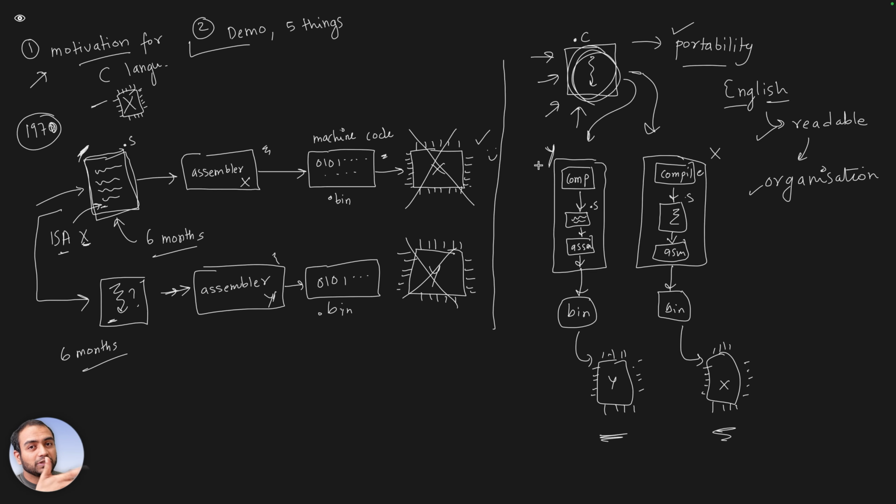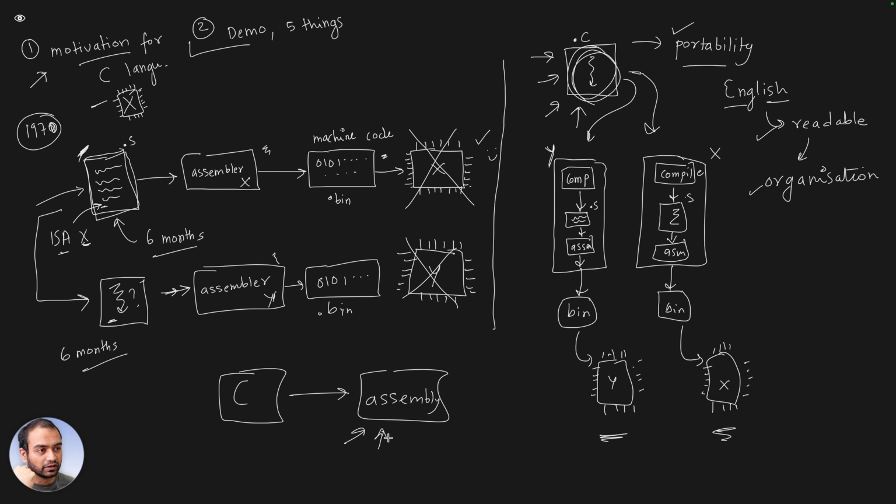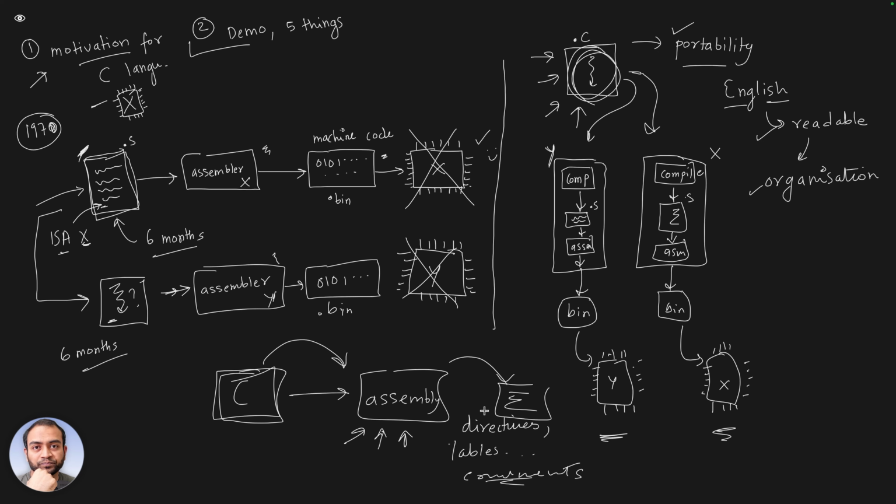Now I should mention, as we learn the C language, we'll always go from C code to assembly code and stitch the generated assembly code back to our understanding of the assembly language that we already have, which is the directives, labels, comments. So all of that. We'll go back and see what we wrote in C, how it translates to assembly, and then automatically we'll know how it translated to the binary.